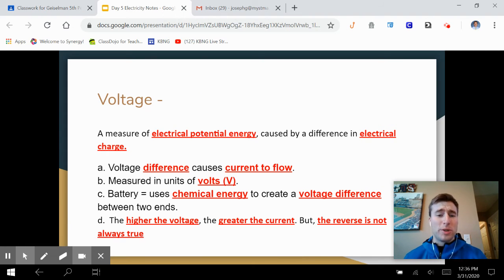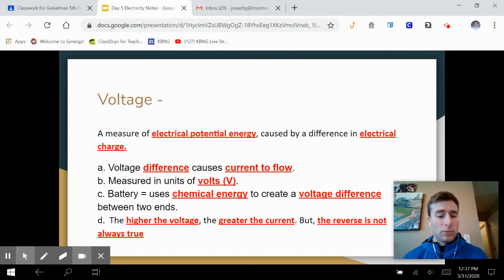Voltage is a measure of how much potential energy the circuit can do, and it's caused by a difference in electrical charge. So we're going to have a positive side, we're going to have a negative side. Those negatives are going to want to go around the circuit to make sure that they can get to the positive side. So when a battery is dead, that means there's not enough electrons to push through whatever circuit it is anymore. So you can think of voltage as pushing current through the wires.